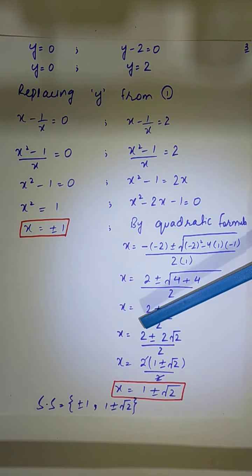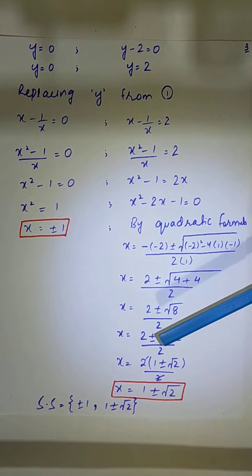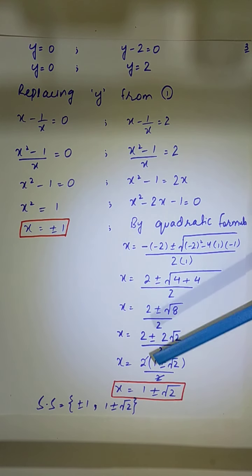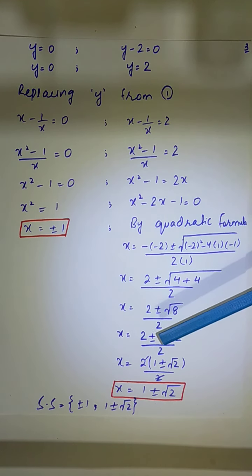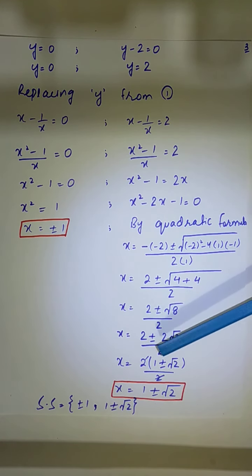2 is the same in both terms, so we will take 2 as common, and inside the bracket this becomes 1 plus minus under root of 2, divided by 2. 2 will cancel out with this 2 in the denominator, and the final answer of x is 1 plus minus under root of 2. Now this is the actual answer.